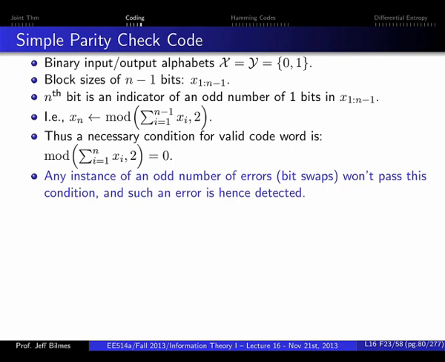So in any instance where there are errors, let's say we're interested in doing error detection. We send this over a channel and get a received code word, and let's say there are some errors. Anytime there's an odd number of errors, will it pass this condition? It won't, because if a bit goes from a 0 to a 1, then all of a sudden the code word has an odd number of 1s in it. Or if a bit goes from a 1 to a 0, or anytime there's an odd number of changes to the bit string, the parity check fails, and so we can detect that there was an error.